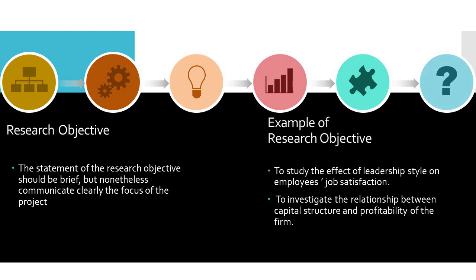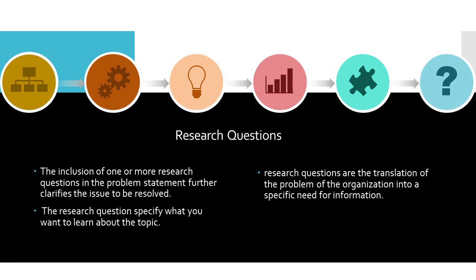Now let us talk about one more example. To investigate the relationship between capital structure and profitability of the firm. So both the statements are addressing the complete meaning. Now talking about research questions. The inclusion of one or more research questions in the problem statement further clarifies the issue to be resolved. The research questions specify what you want to learn from the topic, or what a researcher wants from the topic, why he or she is actually conducting the research.